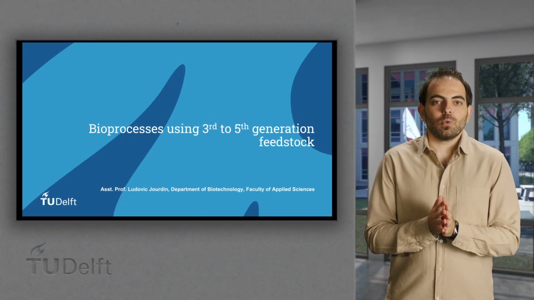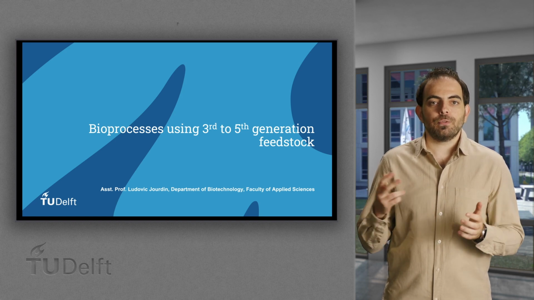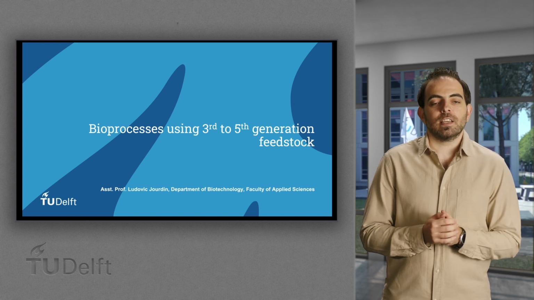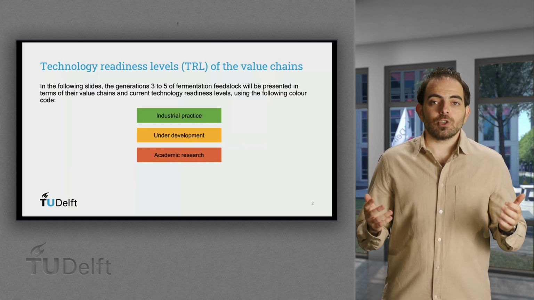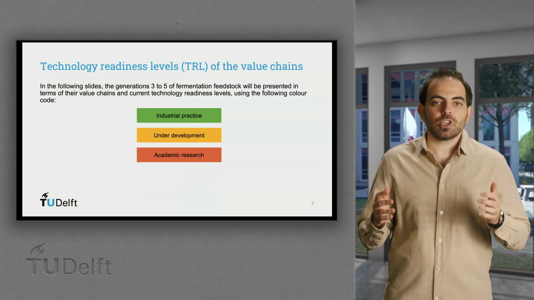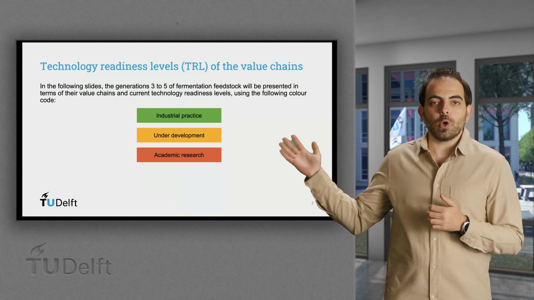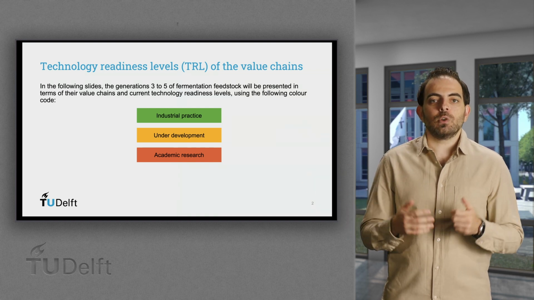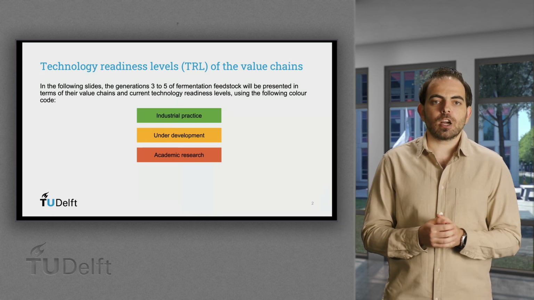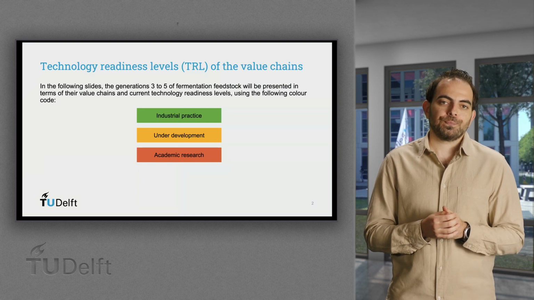Welcome to this lecture, which showcases examples of bioprocesses that use third, fourth, and fifth generation feedstock, which we discussed about in the last lecture. In this lecture, we will use basic function-level block diagrams to represent value chains of generation 3 to 5 processes, using the following color code based on technology readiness level. This will allow us to assess how close or how far a process is from industrial practice.